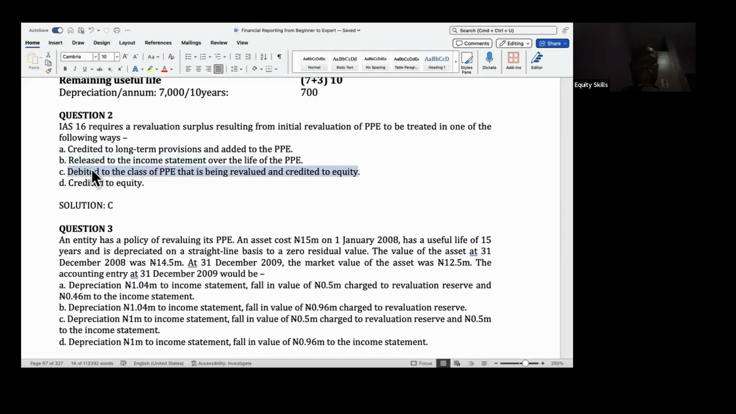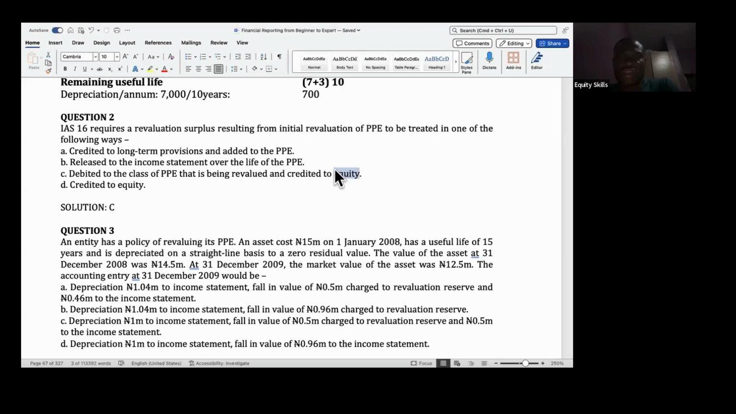So what you should know is that while you're going to debit PPE, you should credit OCI. And I'm sure you know that when we say you credit OCI, whatever is in OCI ends up in equity. So they are not wrong when they say credit equity, because whatever is in your OCI ends up in equity. So C is the answer to this question. The next question.